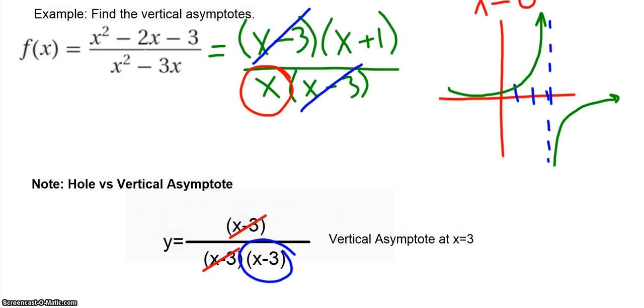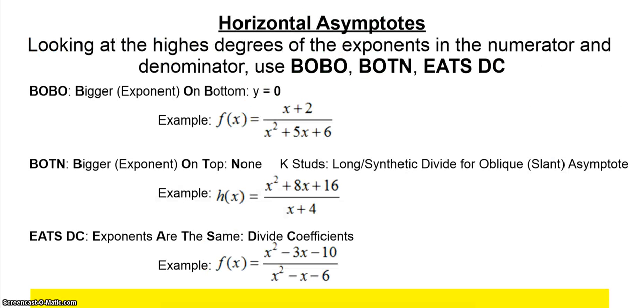All right. Last but not least is horizontal asymptotes. They act very similarly to vertical asymptotes, but finding them is a little different. What we need to do is look at the highest degree of the exponents in the numerator and denominator. And we're going to use Bobo Botten eats DC. This is new for me, so Murray is the expert, but I'm going to try my best to teach you guys. So Bobo, which means bigger exponent on bottom.